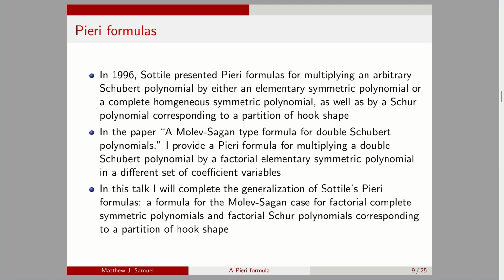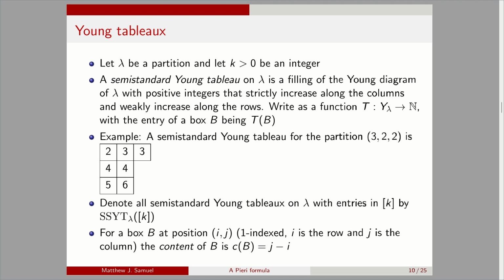I'll present a formula for the Molev-Sagan case for factorial complete symmetric polynomials and factorial Schur polynomials corresponding to partitions of hook shape. So I'm going to define Young tableaux. These are very common in the field, although they're not often used for double Schubert polynomials, it's more of a Schur polynomial thing.